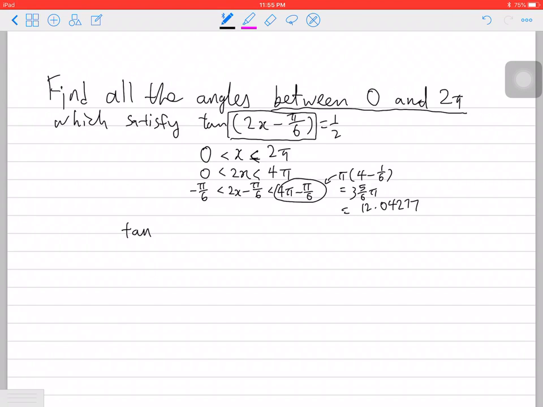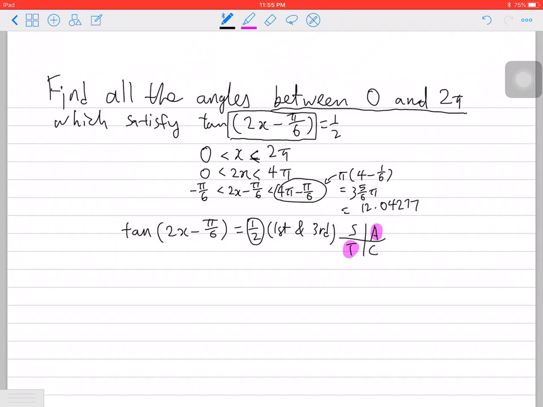So for example, this is the question: tangent (2x minus pi over 6) equals to half. From our knowledge of ASTC, tangent positive half will be in first and third quadrant. So first and third quadrant, because we want tangent to be positive. With that, we proceed on to find the basic angle.